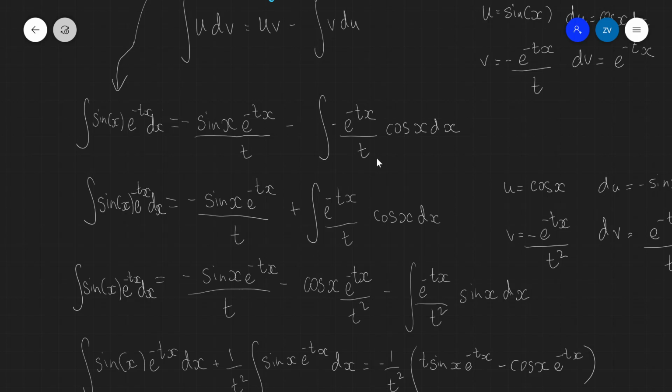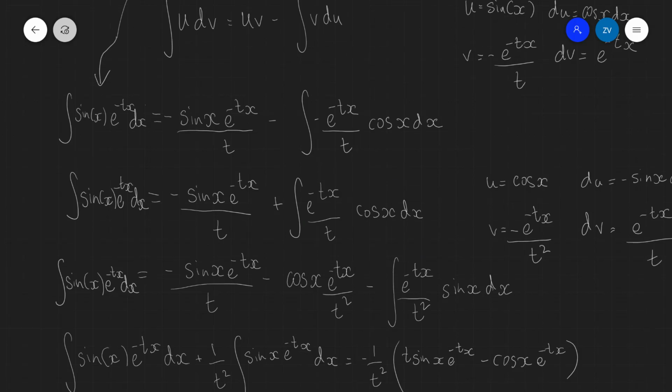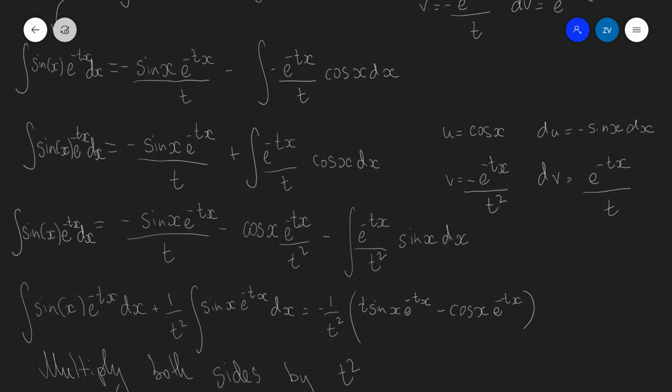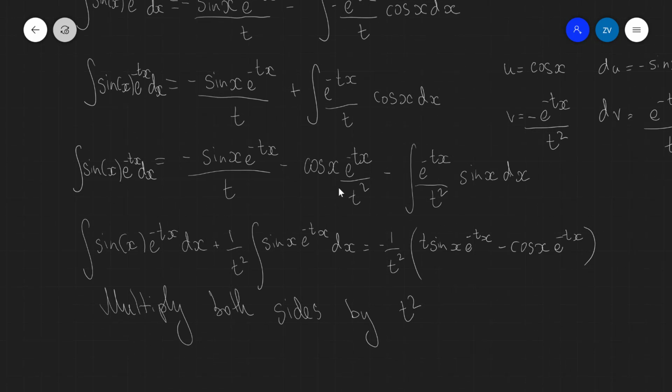Now in this case, for this integral, shall I highlight this actually? For this integral, I've applied the rule for integration by parts. If my u is cos of x, then du will be minus sine of x dx, and if my dv is e to the minus tx divided by t, then my v will be negative e to the minus tx divided by t squared. Okay, well, let's apply this once again.